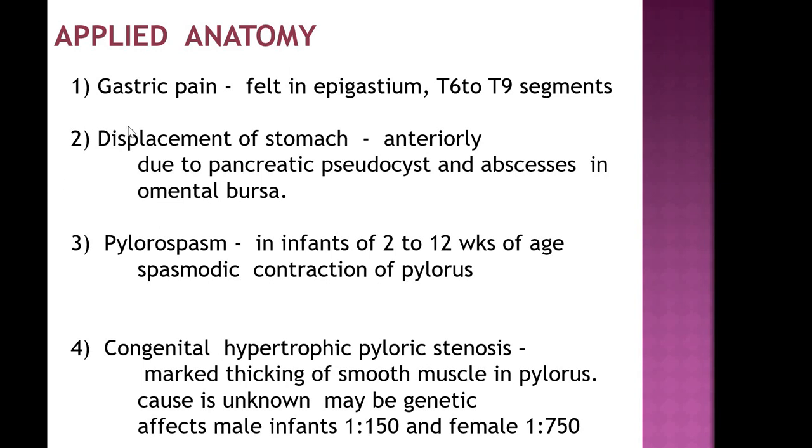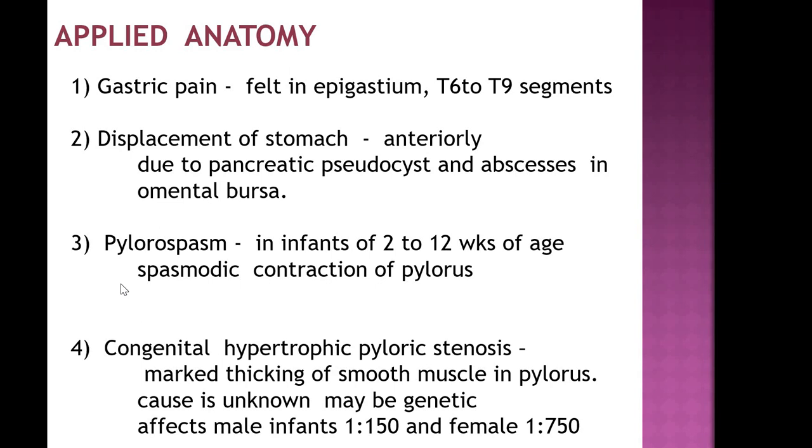First is gastric pain. Gastric pain is felt in the epigastric region because the skin of the upper part of the abdomen and the stomach are supplied by the T6 to T9 segments. Then displacement of the stomach: it is displaced anteriorly. In pancreatitis, there is accumulation of fluid and it forms a pancreatic pseudocyst. And when there are abscesses in the omental bursa, this displaces the stomach anteriorly.